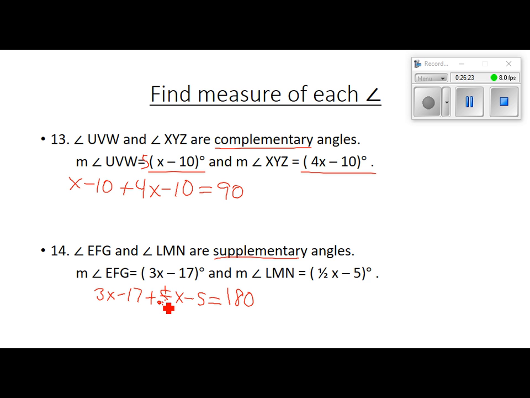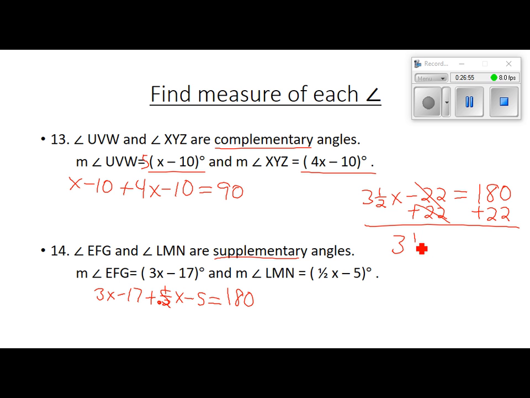Do you guys want to see me work this one out or not? Nah? Yes? So if I got 3x and 1/2 x, I'm going to rewrite it up here so I don't have to bend down. That's 3.5x. Negative 17 and negative 5 is negative 22, just collecting like terms, equals 180 still. Add 22 to both sides. And your calculator will do most all of this. Once you get to the fractional part, that's 202, is that right?